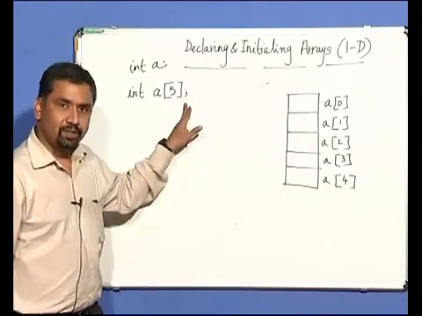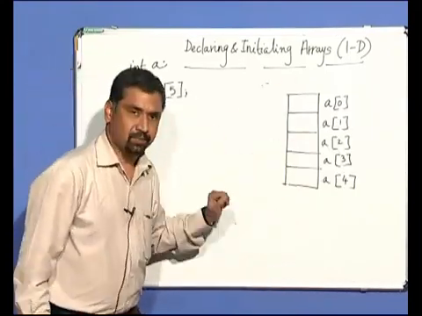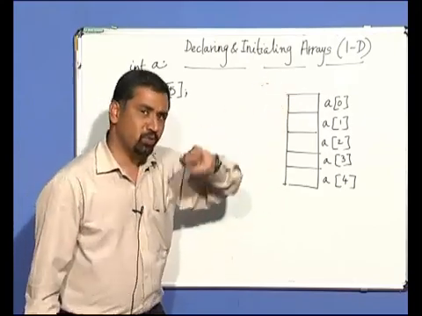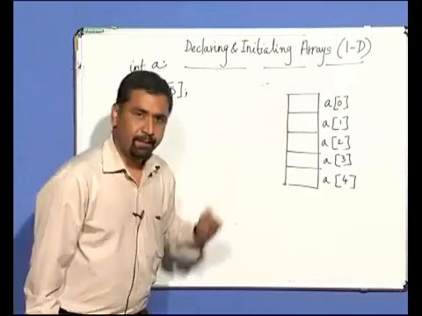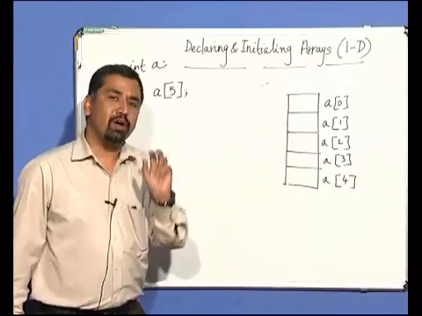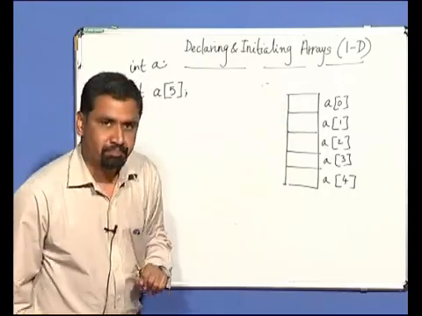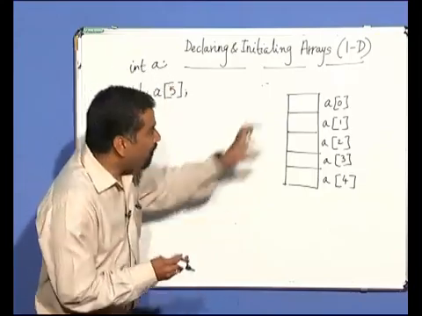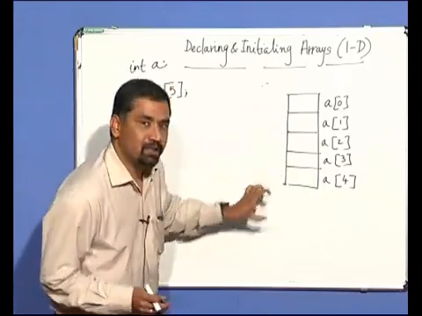This declaration results in something like this. 10 bytes, of course, each box is 2 bytes here. Totally 10 bytes. You can see that there are 5 boxes, meaning you can store 5 integers at a time. Now the question is, how are these individual elements referred to?